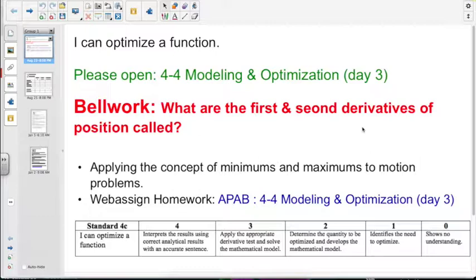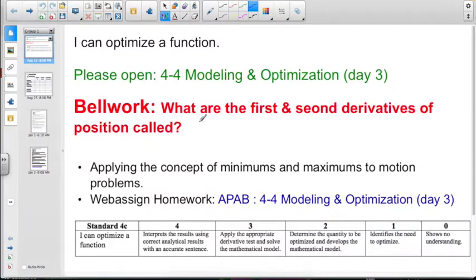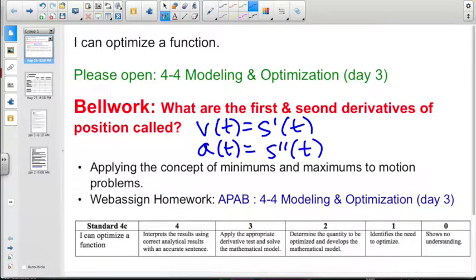So what is the first derivative of position called? Velocity. So velocity is the first derivative of position. What about the second derivative of position? We could also call acceleration the what? Not only the second derivative of position, but what? First derivative of velocity. Okay, the first derivative of velocity.